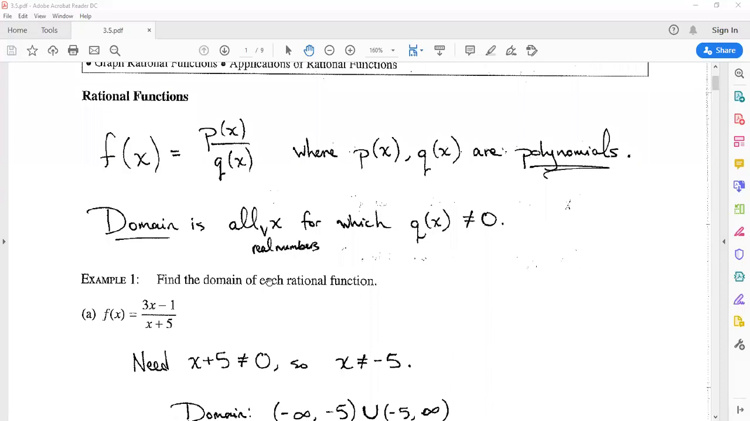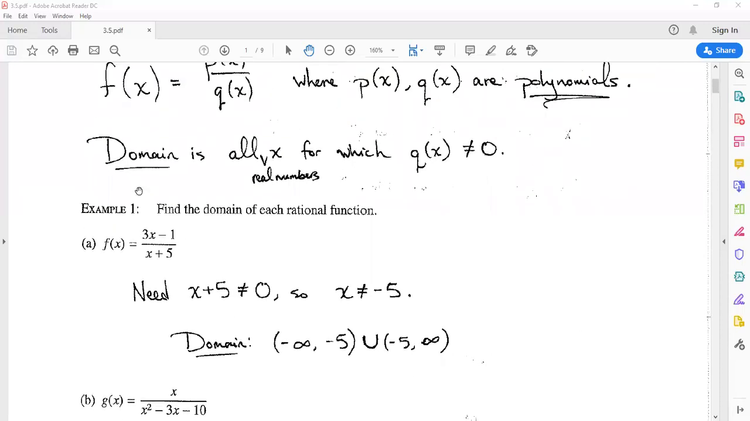So here they've given us a few examples. The first one is f of x is 3x minus 1 over x plus 5. They say find the domain. Well, we'll need that x plus 5 is not equal to 0, right? Because the first commandment of mathematics is that we do not divide by 0. So if x plus 5 is not equal to 0, then x must be not equal to minus 5, right? If we'd like, we could write that domain in interval notation as the interval from minus infinity to minus 5 union the interval from minus 5 to infinity. Obviously, neither one of those will include minus 5.